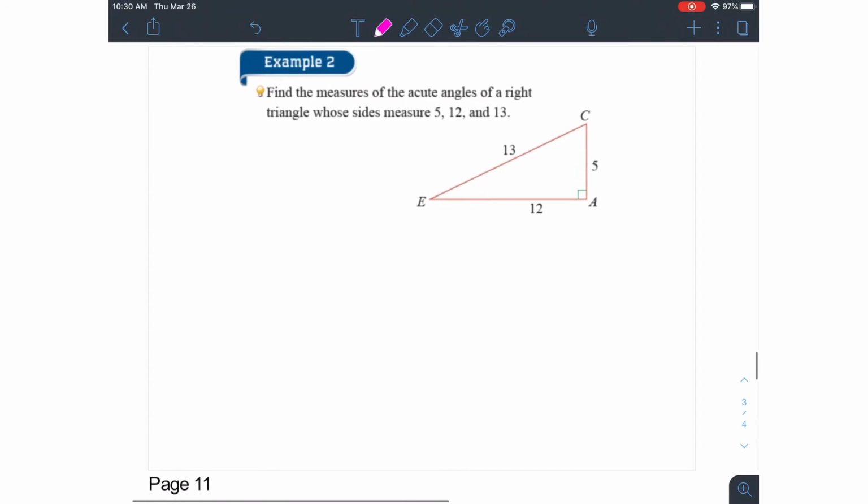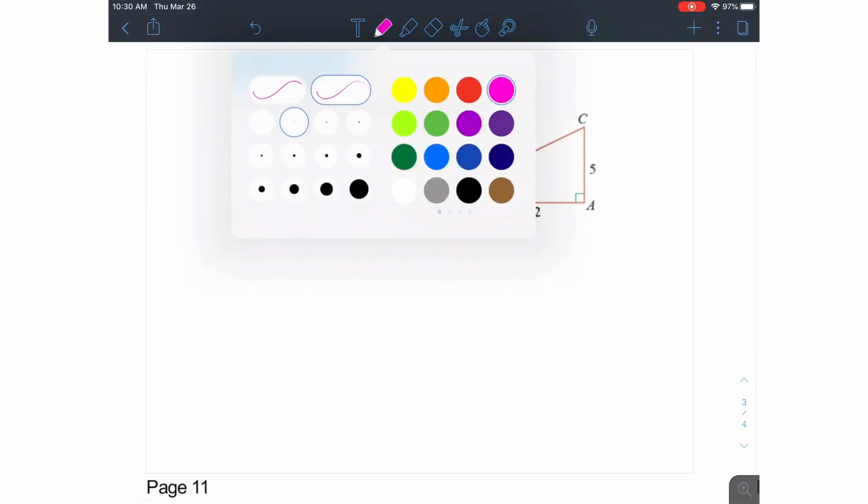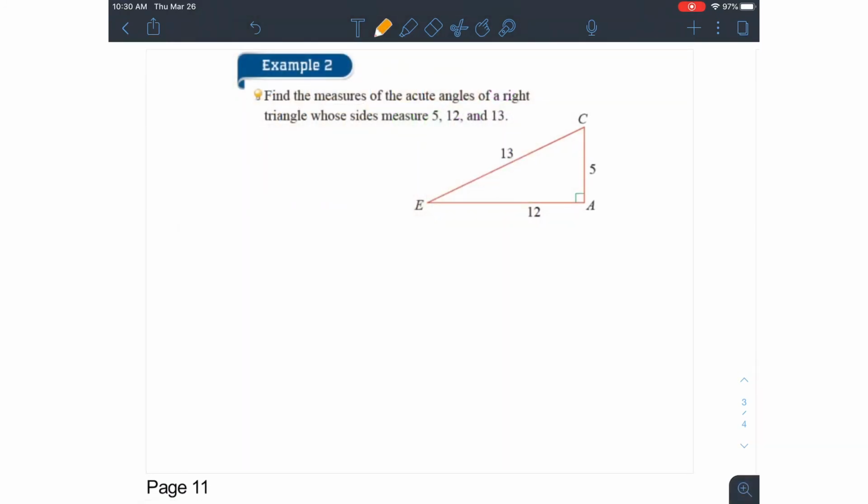Now, I've chosen to include this one as well because I thought it was going to be a little bit confusing, and I decided that it would be good for me just to show you how to solve this. It says you're supposed to find the measures of the acute angles, and the side lengths are 5, 12, and 13. Now, we could just choose either angle E or angle C to solve. I'm just going to go with C first. So then we have to label our sides. There's the opposite, here's the adjacent, here's the hypotenuse. And let's go ahead and find the measure of angle C.